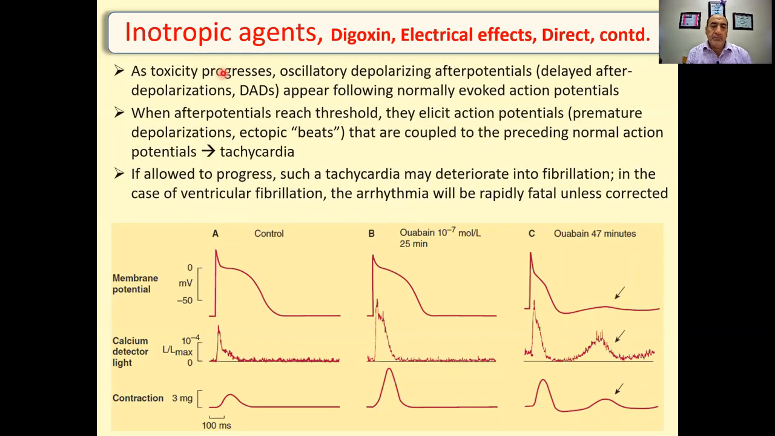Okay, when you have more toxicity, delayed afterdepolarizations, or they call them afterpotentials, appear following a normally evoked action potential. So action potential, action potential, okay, like that. But there will be something in between, which will be called delayed afterdepolarization, DADs. When these DADs accumulate or reach a threshold, they can elicit an action potential. So they will produce a beat. It's called an ectopic beat because it was out of the norm. It was not there at all.